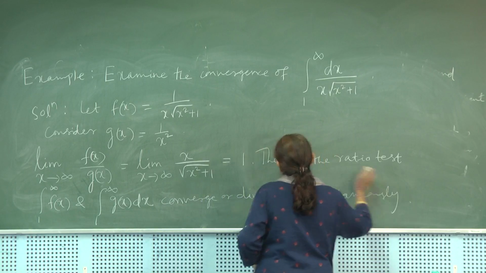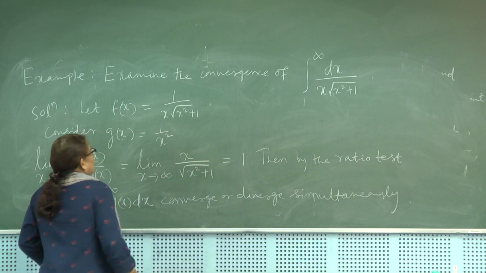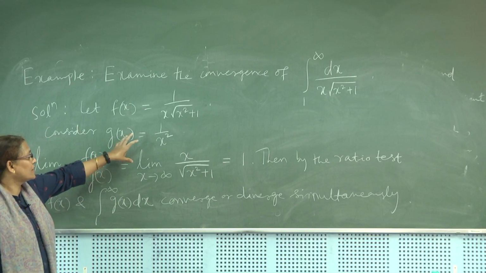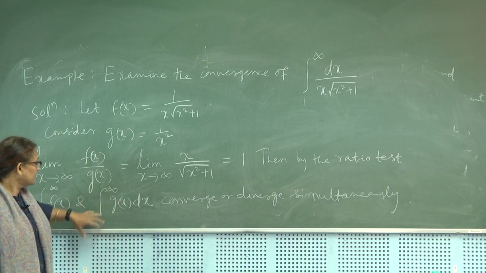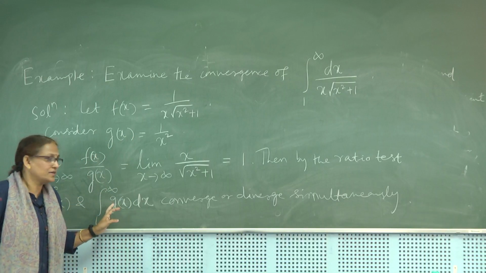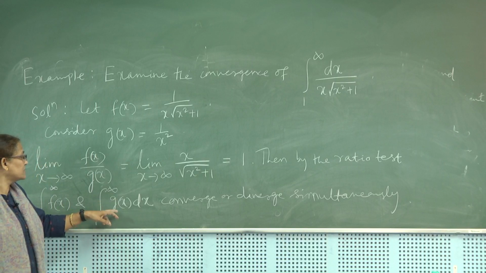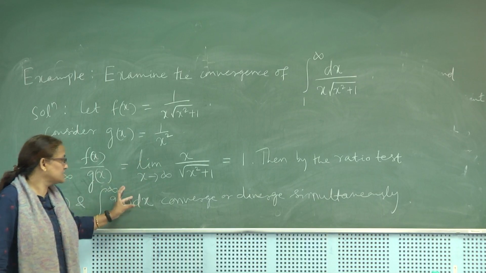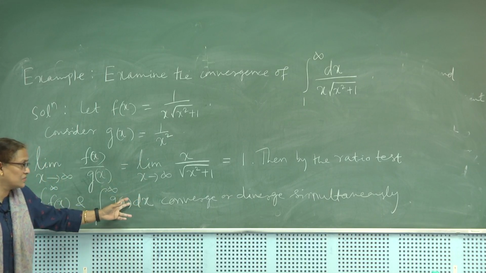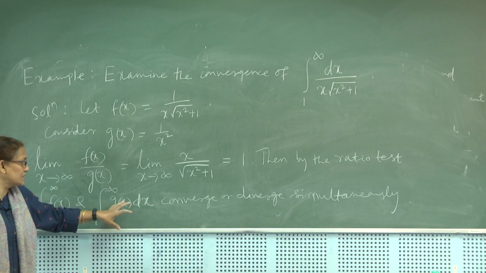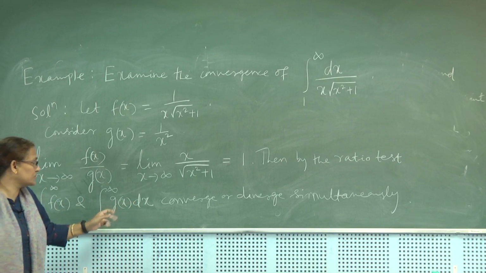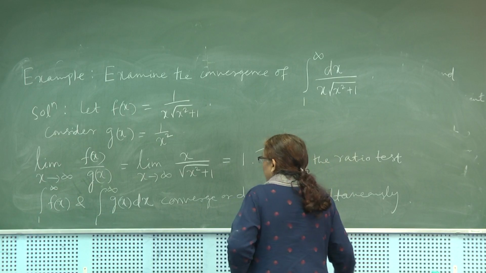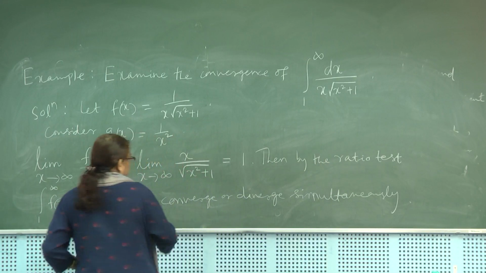So, for this g, we will be able to evaluate this improper integral, the integral from 1 to infinity, where g(x) is 1 upon x square dx. You can easily verify the convergence or divergence of this improper integral. You can also evaluate it by the direct method, or you can also use the p test.